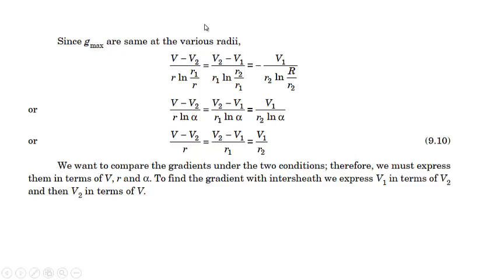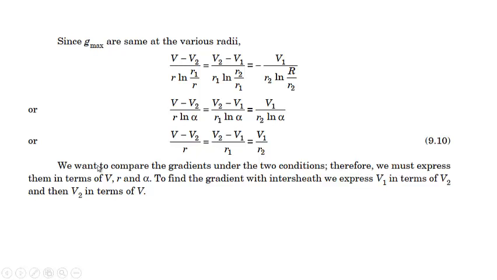equal. So that means (V minus V2) divided by R ln of R1 by R is equal to (V2 minus V1) divided by R1 ln of R2 by R1 is equal to V1 divided by R2 ln of capital R by R2. It is not minus over here, it is simply V1 divided by this. So since we know that R1 by R is equal to R2 by R1 is equal to capital R by R2 is equal to alpha, it will be R ln of alpha, R1 ln of alpha, R2 ln of alpha. This ln of alpha will cancel out, and the equation simplifies.